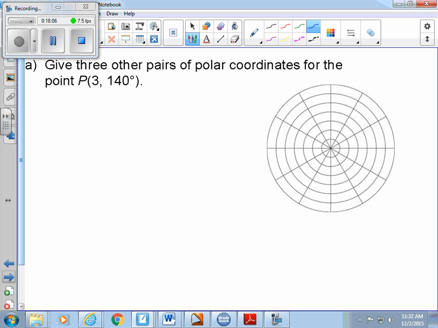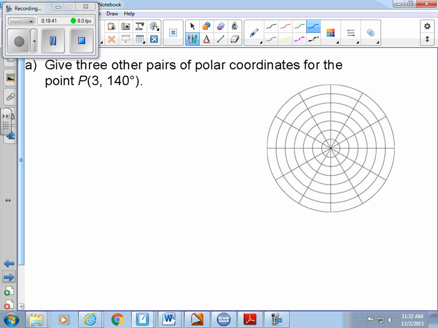Give 3 other pairs of polar coordinates. What does that mean? Right, I could add 360 as many times as I want. Now, I want to challenge you. I want one of them with a negative r. Take 140 minus 360. No, negative r. Okay, so let's see if we can add 180.